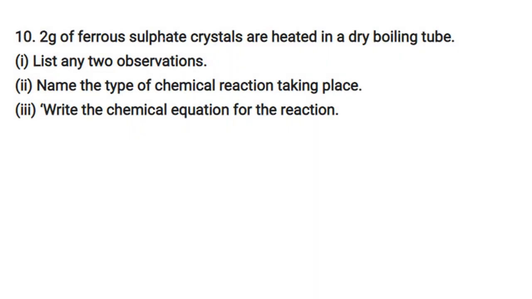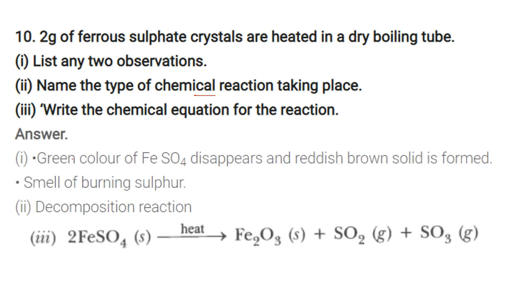Some amount of ferrous sulfate crystals are heated in a dry boiling tube. Now list your observation, name the type of chemical reaction taking place and write the chemical equation for the reaction. Now let us write this ferrous sulfate first. This FeSO4, when it is heated, forms Fe2O3, sulfur dioxide and SO3, sulfur trioxide.